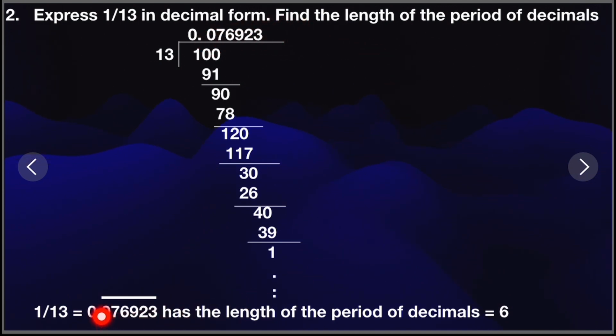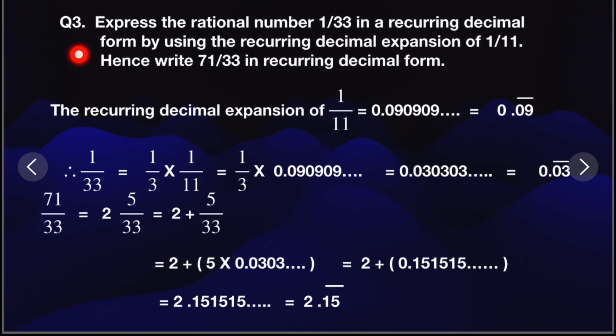So you are going to write 1 upon 13 is 0.076923. Put a dash over it. And the length of the period, count the digits. 1, 2, 3, 4, 5, 6. The answer is 6.